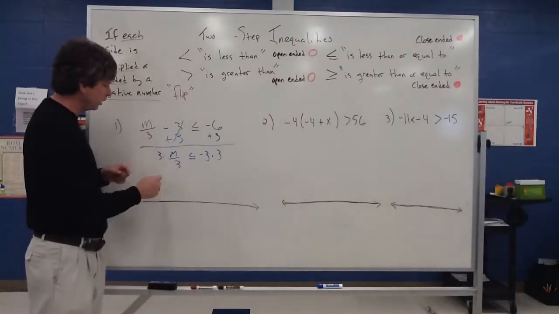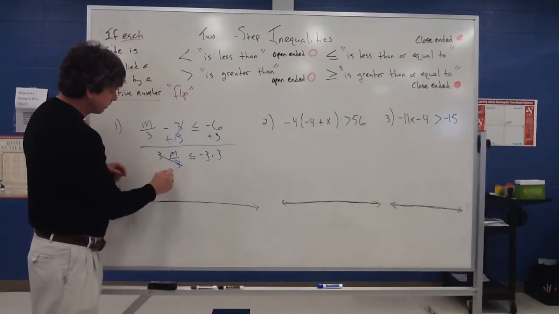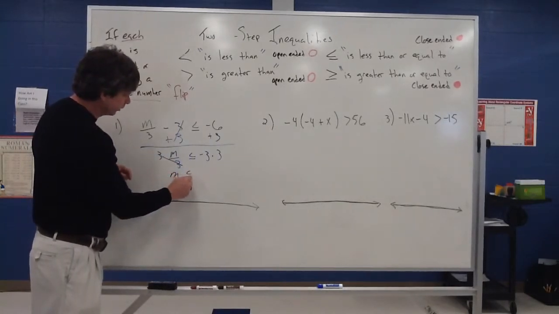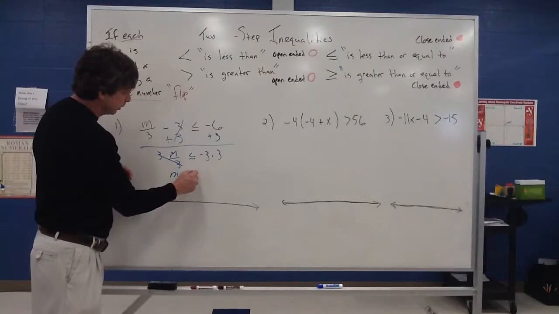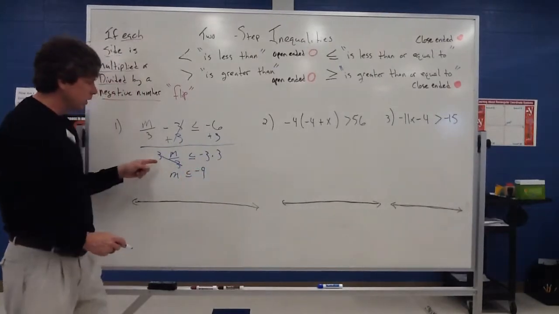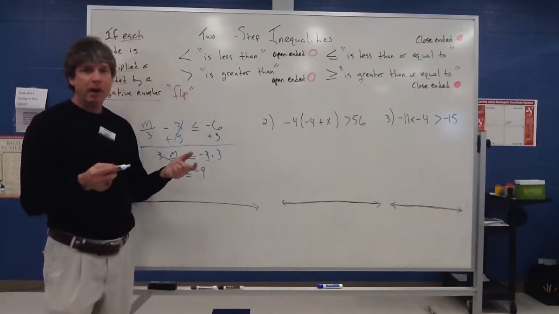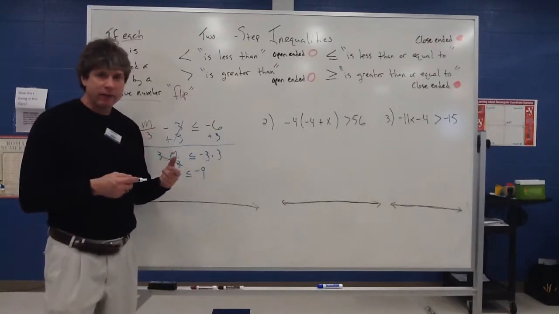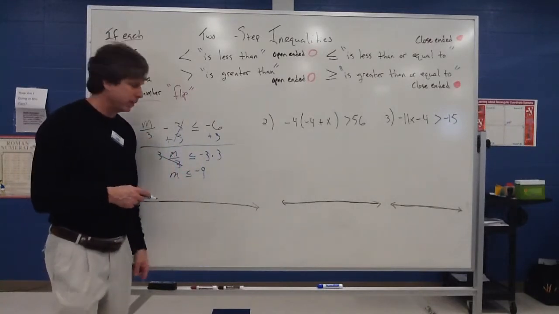Remember, you got to do that on both sides. Multiply on both sides. These 3's divide out. M is less than or equal to a negative 3 times the 3, which is going to be a negative 9. Notice again, I multiplied each side by a positive value. That does not affect the inequality symbol. It does not flip there.